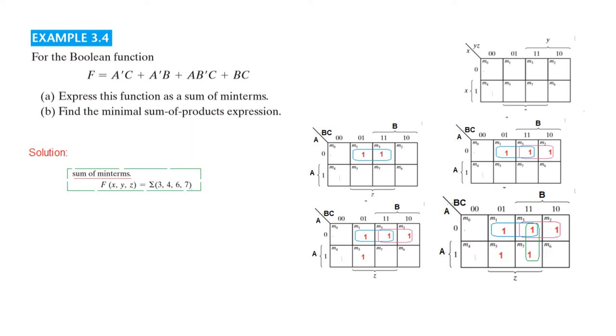And now the first question is, write the min terms. So if you see from here, this one has M1, M2, M3, M5, and M7. So that is our answer. In terms of min terms, we can write this answer to be the sum of 1, 2, 3, 5, 7.